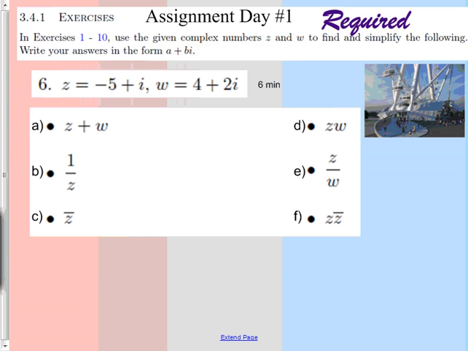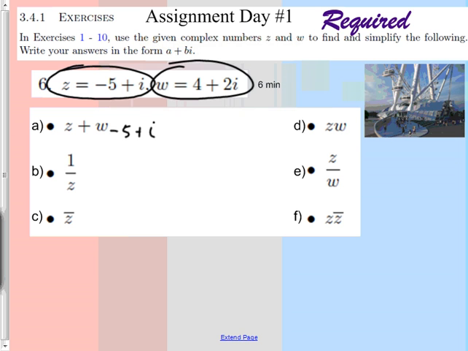Okay, so let's work through this first one together. This is assignment number, or day number 1, and it's got a bunch of parts to the same question. It says z is this and w is that. So what's z plus w? Well, just put -5 plus 1 plus 4 plus 2i.